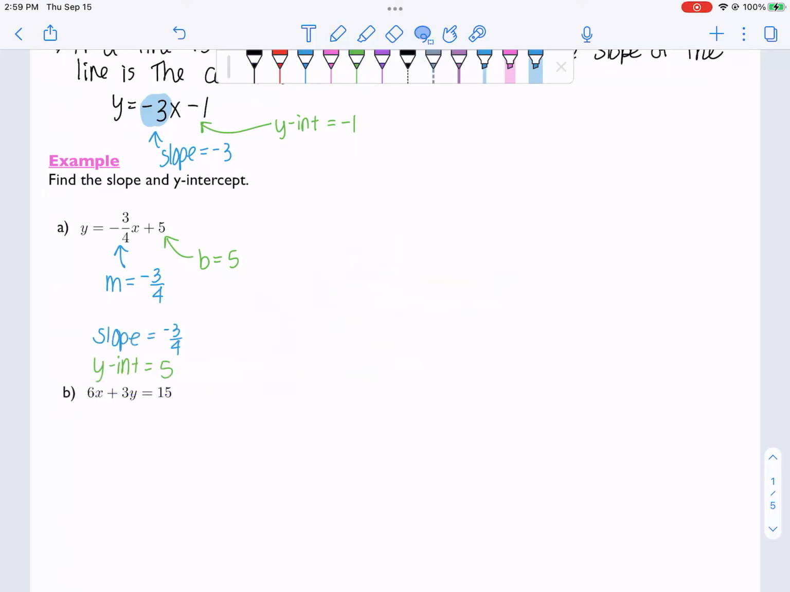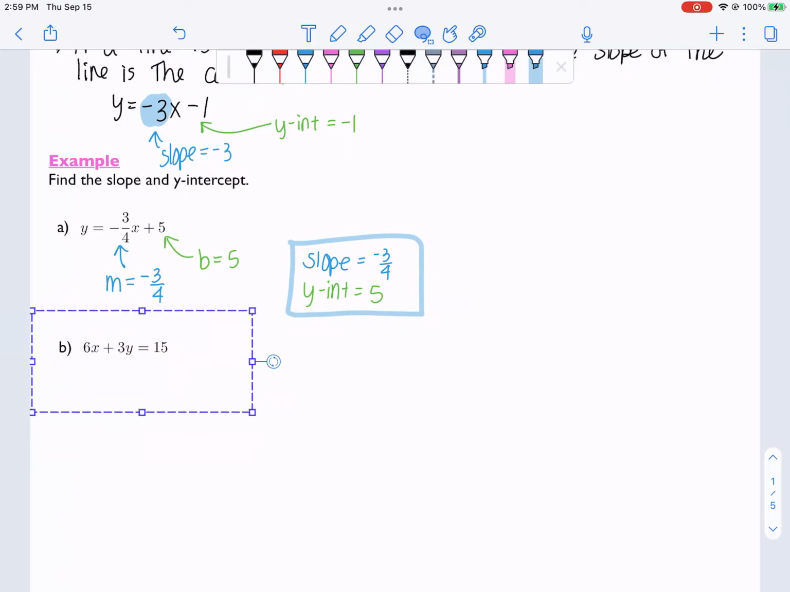Oop, that's not what I meant to do. Ooh, that was also not what I meant to do. Just wanted to move it all up together.